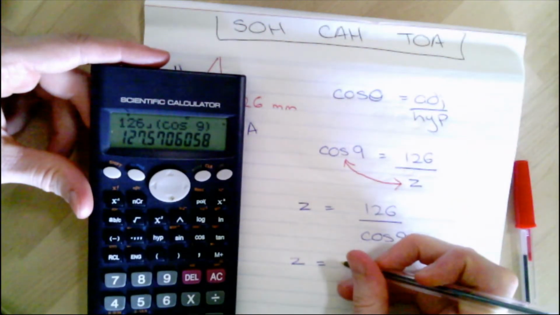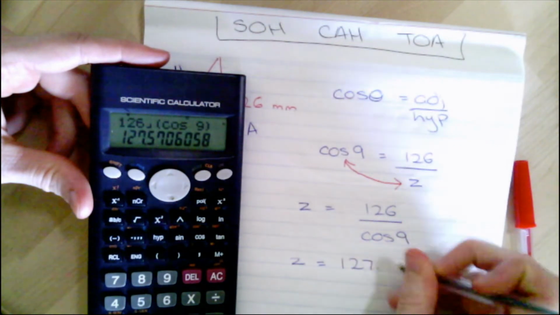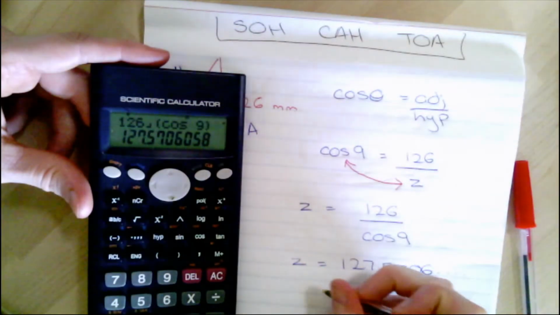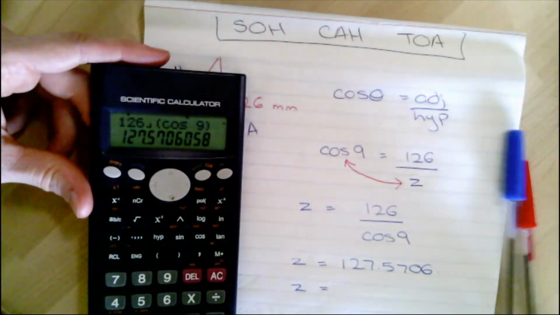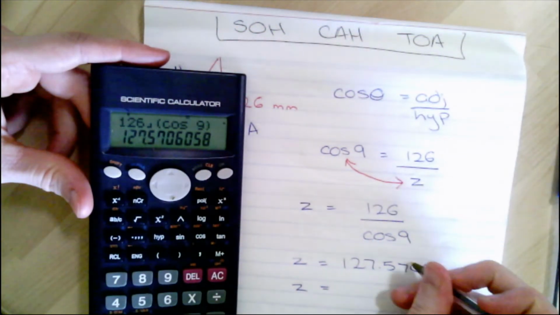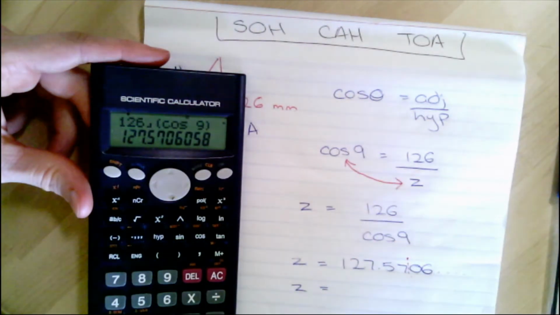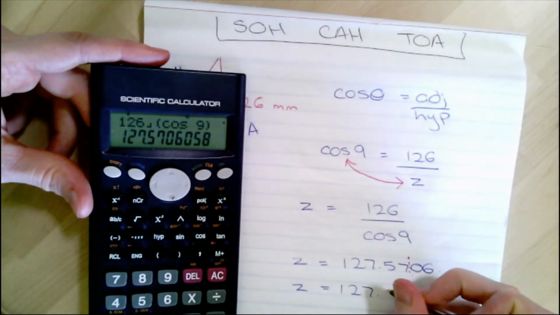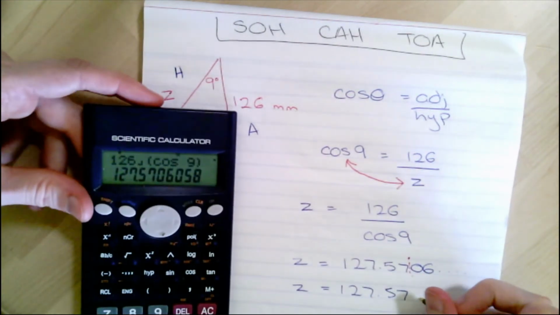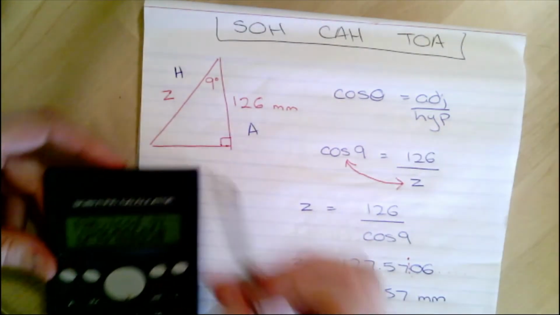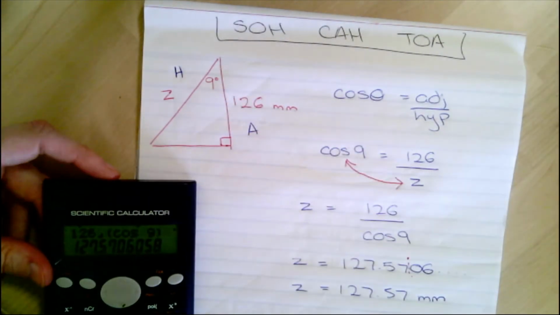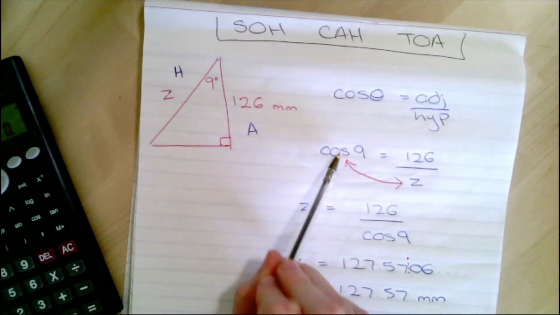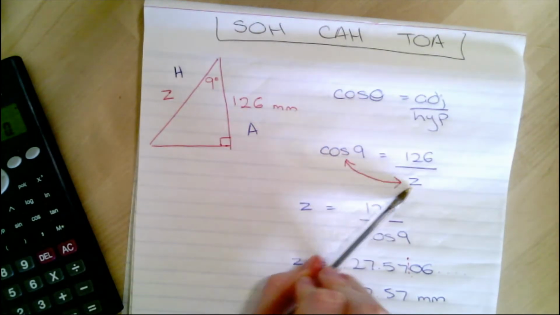So z is equal to 127.5706 yada yada yada. So z, if I round it to 2 decimal places, count out 1, 2, put a dotted line. 0 doesn't round at all, so 127.57, and this is in millimeters. So that's how big this hypotenuse is. So don't forget, if your letter's on the bottom, swap them. If your number's on the bottom, move it to the front.